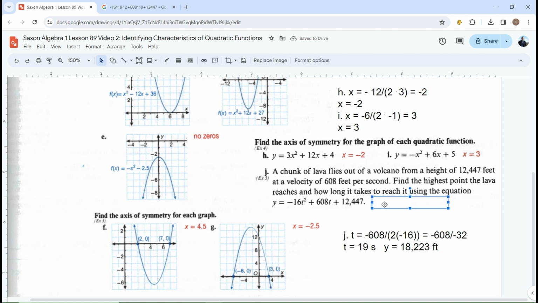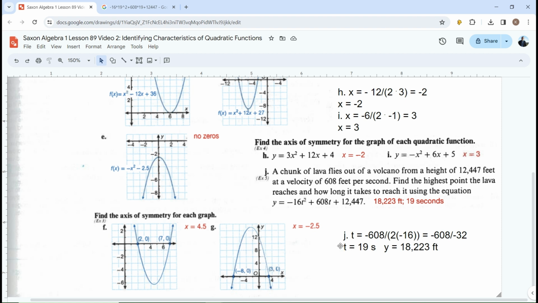Let's see if I did this right. There's a good chance I made a mistake here because that was a lot of steps. 18,223 feet, 19 seconds. That's how you do it using axis of symmetry. Remember, the axis of symmetry is where you're going to reach your maximum or your minimum. If something is reaching a maximum highest point or minimum, all you need to do is find the axis of symmetry. That tells you what the x value on your graph, or in this case the t value, is going to be. Then you plug in that t value to find the y value at that point.